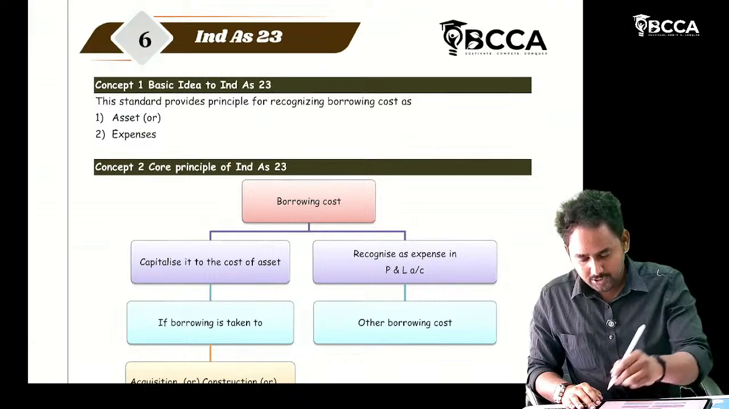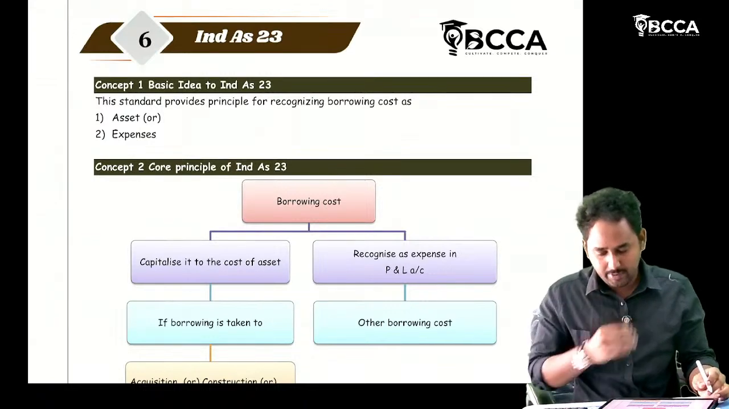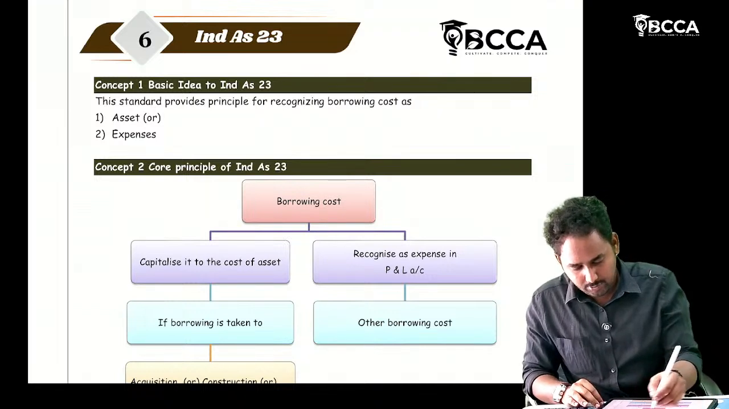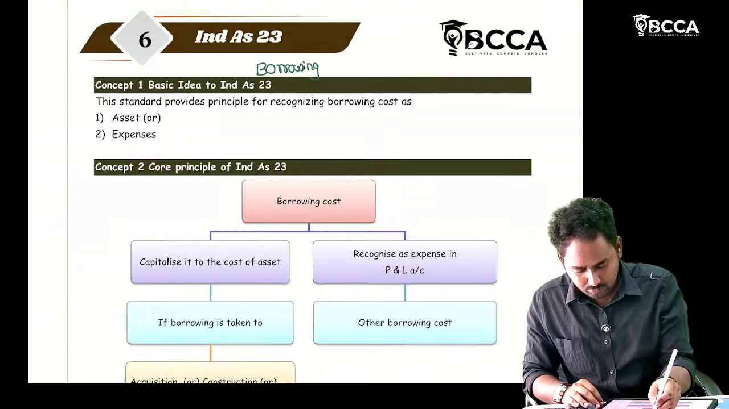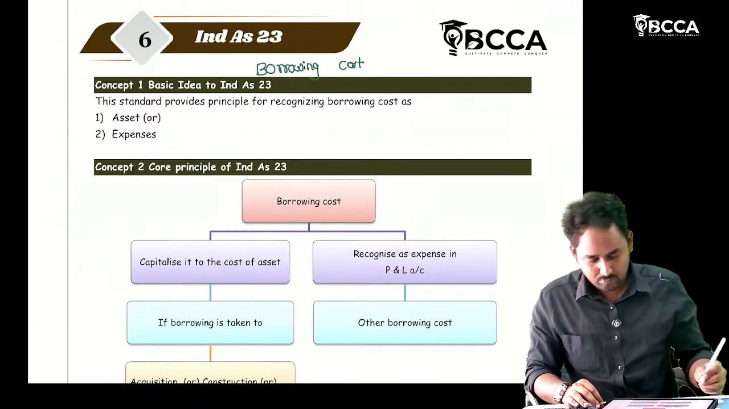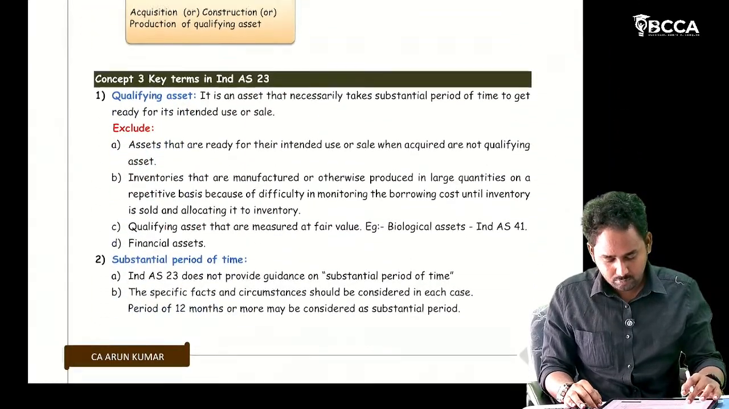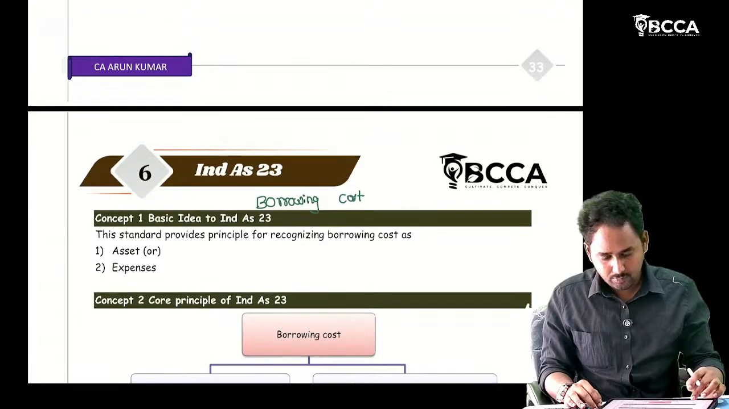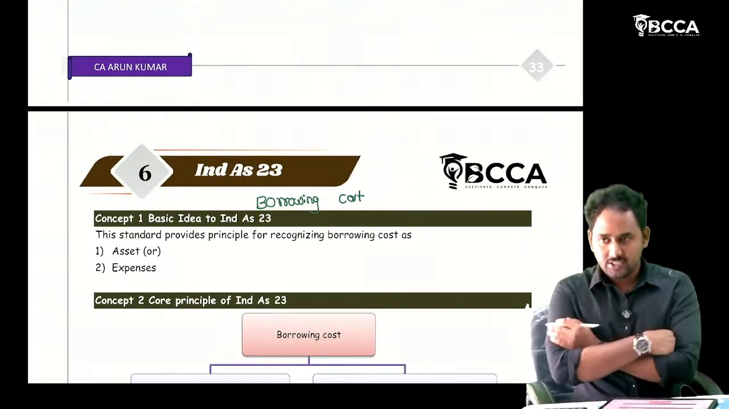So let's open the chapter in Ind AS 23. Borrowing cost. The chapter name is borrowing cost. Ind AS 23 deals with the borrowing cost.